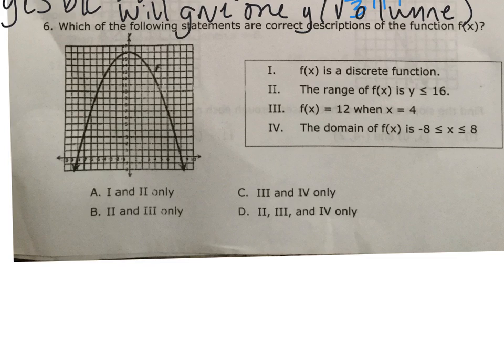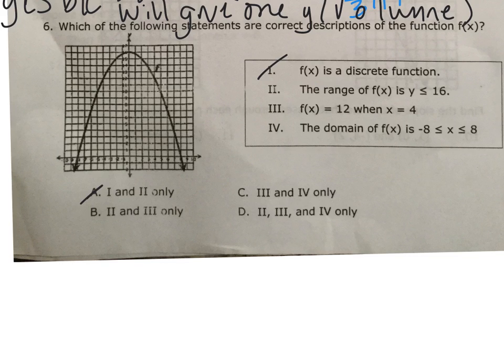Okay, so which of the following statements are correct descriptions of this graph over here? So I'm going to go through each case and decide whether it's true or false. F of x is a discrete function. Well, no, it's connected. Remember, discrete functions are the ones that are just data points. So, nope, it's not that one. So that means A is out.